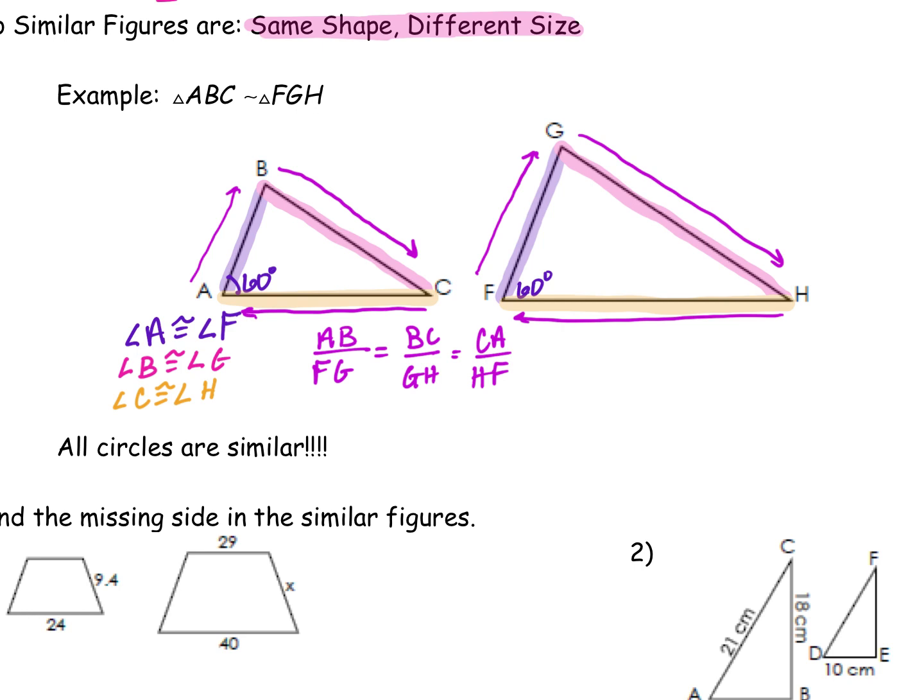Is there any questions on that? So I can make those proportions. That means I can pick any two of those and do what we've been doing, cross multiplying and dividing, and solve for a missing side.